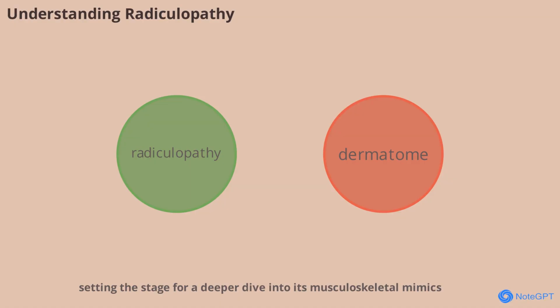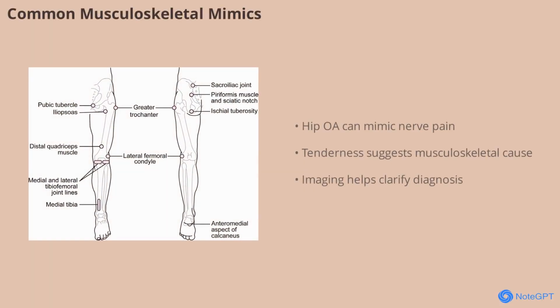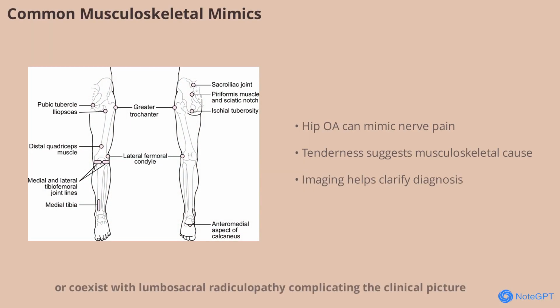into its musculoskeletal mimics. Musculoskeletal disorders often imitate or coexist with lumbosacral radiculopathy, complicating the clinical picture. Hip osteoarthritis, for instance, can present as groin pain that radiates to the thigh or knee, closely resembling nerve root pain. Greater trochanteric pain syndrome, iliotibial band syndrome, and even hamstring strains can all produce symptoms that overlap with radiculopathy.